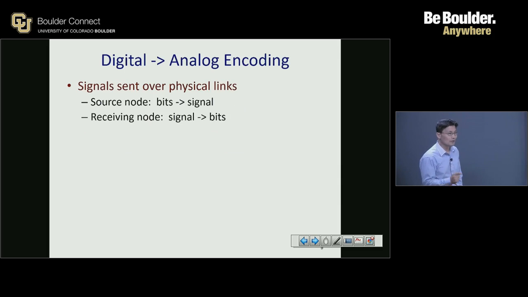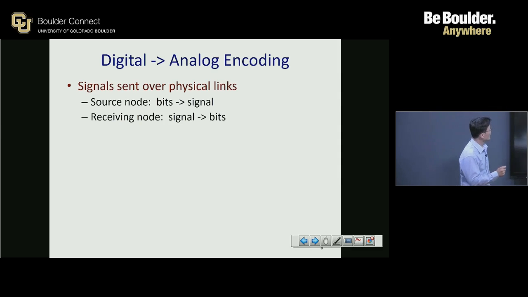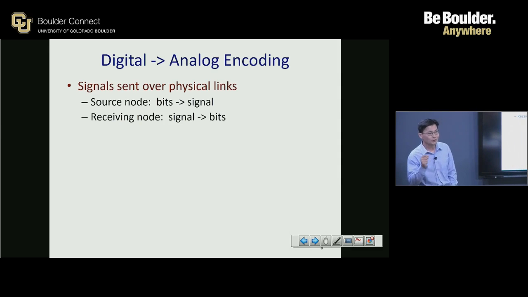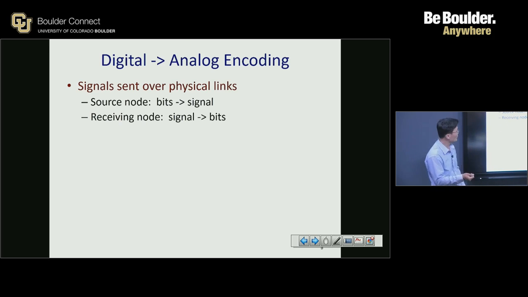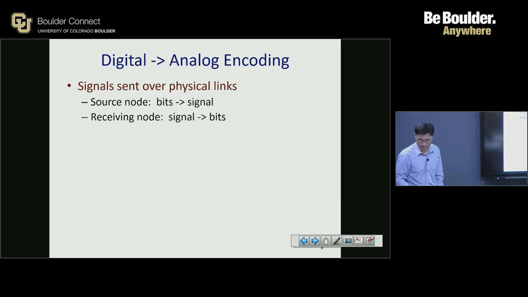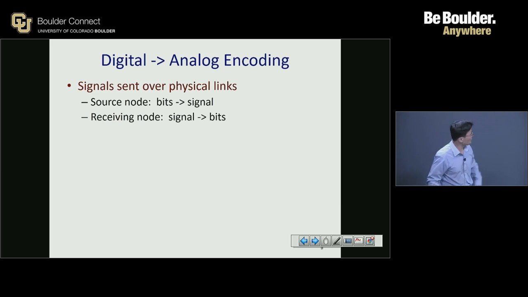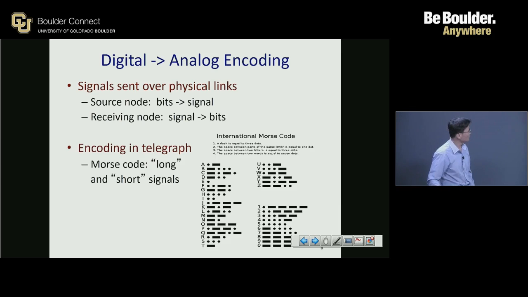Physical layer is doing analog to digital or digital to analog, 0 to 1. We either use a tone or the duration and things like that. On the physical link, the source node changes bits to signal, and the receiving node changes signal to bits. When you load onto a certain medium, you have to send it as some kind of signal. So there is digital to analog and analog to digital conversion, and there are many ways to do it.